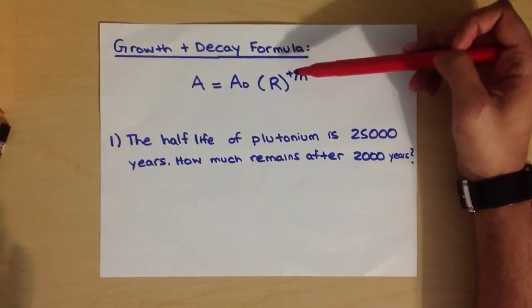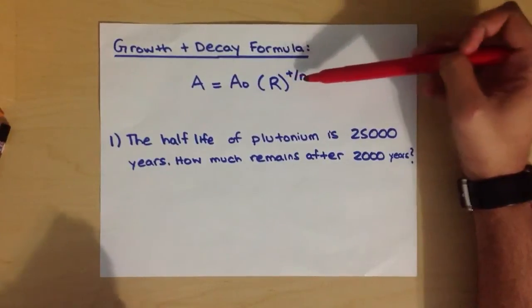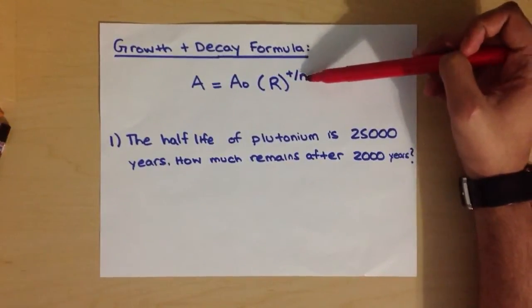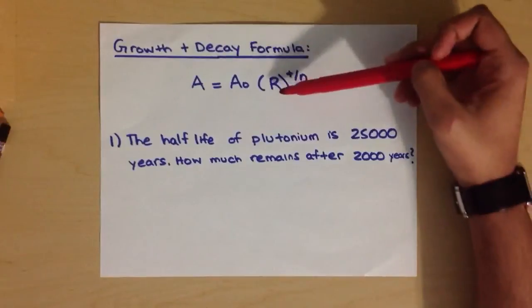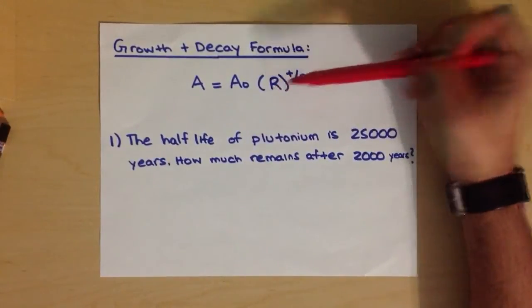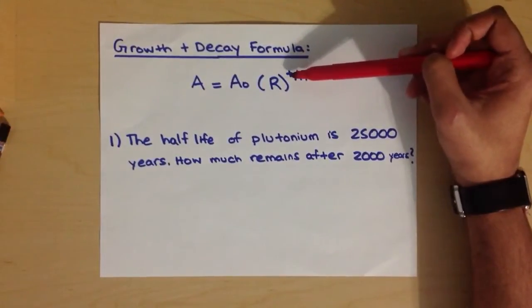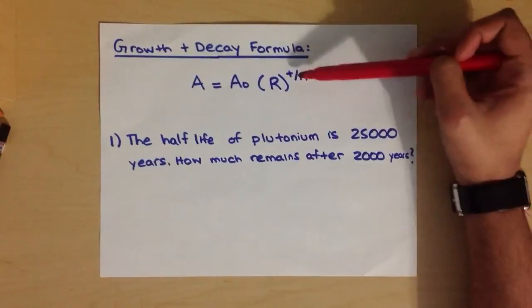T, now this is the tricky part. T over N. T is the time that has passed in the question, and N is how long it takes for that ratio to occur. So suppose it was half-life. N is going to be equal to how long it actually takes to accomplish that ratio, and T is the amount of time which passes in the question itself, how much they're asking for. So that's one of the tricky parts you have to remember.